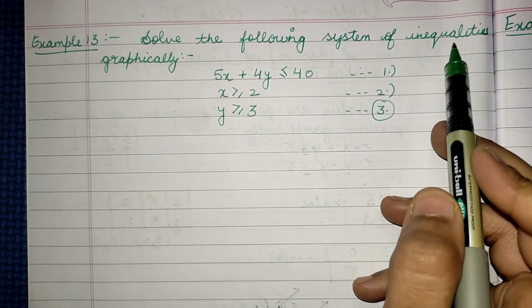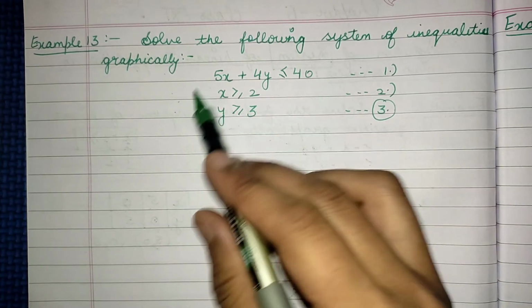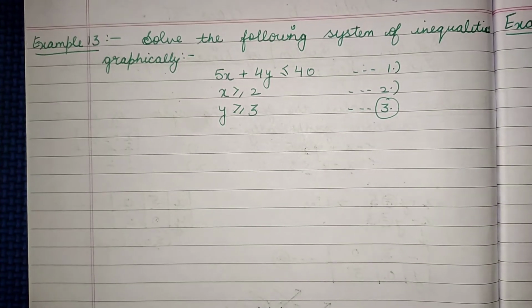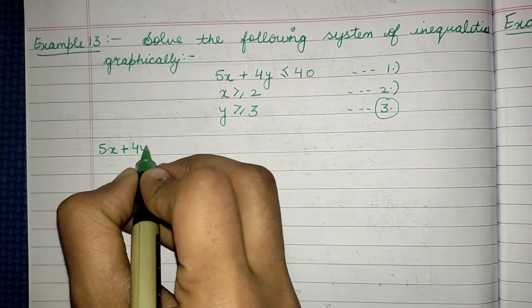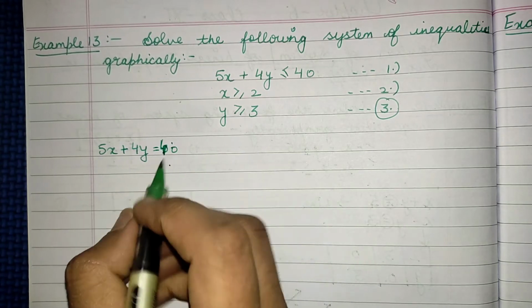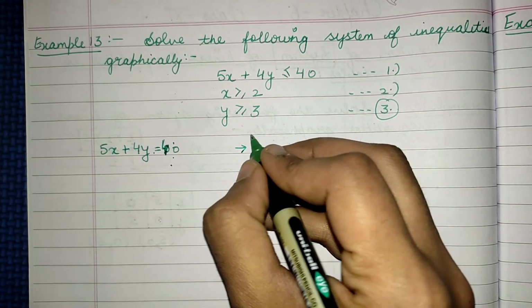Okay, see this another example number 13. Solve the following system of inequalities graphically. You have to solve these inequalities graphically. So how will you do that? Again you have to follow the same steps. First, forget that any inequality symbol is given to you and keep it as equal to, and find out the points for this line.